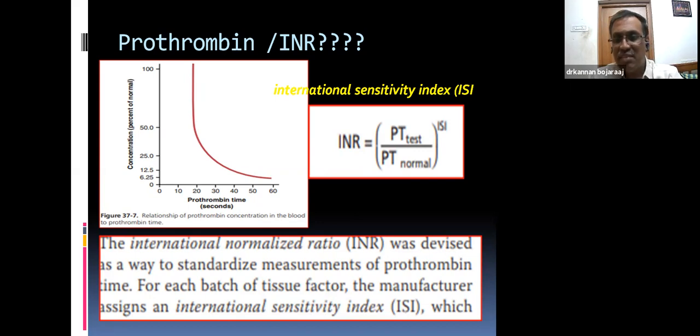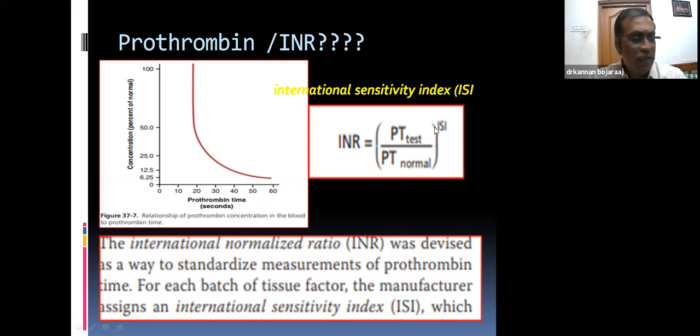INR is a mere number, nothing else. It has no units also. It is a mere number that gives you the indication of the extrinsic pathway, and that indicates the activity of the tissue factor with a standardized sample, this ISI. This ISI activity varies between 1 to 2. So we can calculate this INR. INR is a mere ratio between the PT of the test of the person and the PT of the control value, the normal lab value.